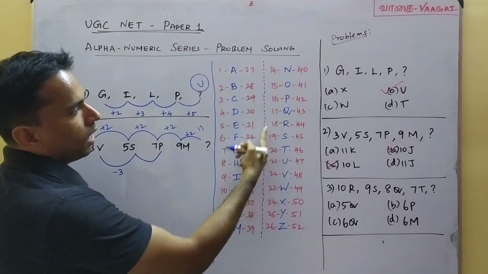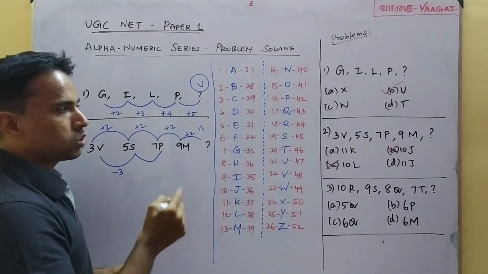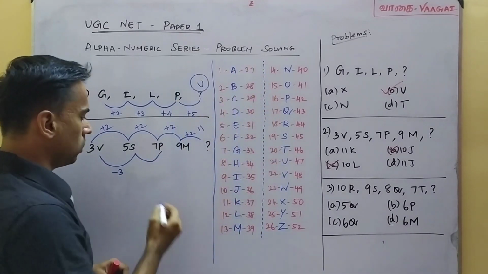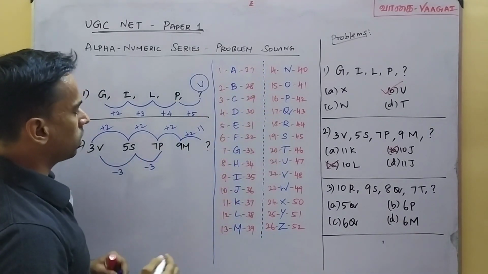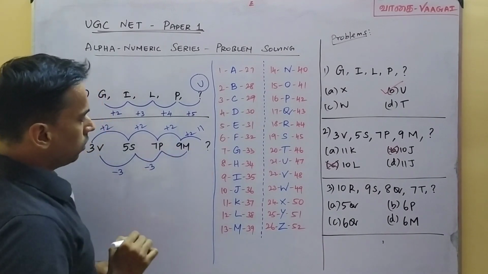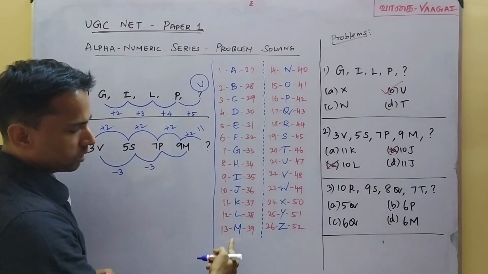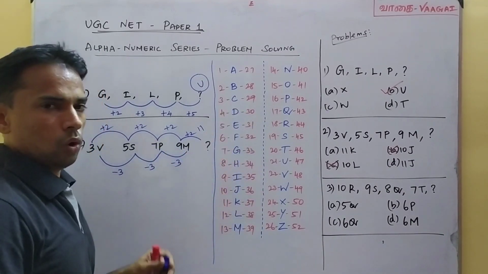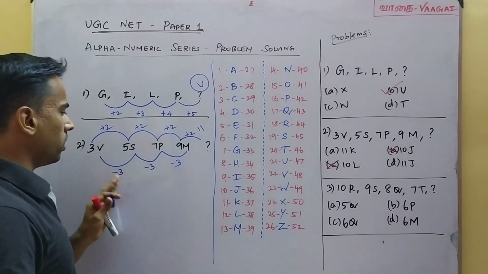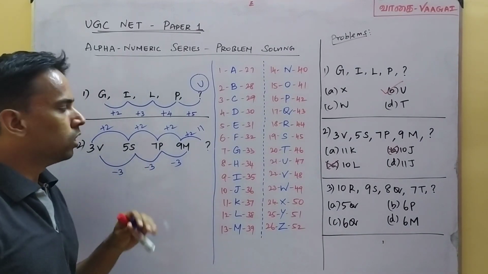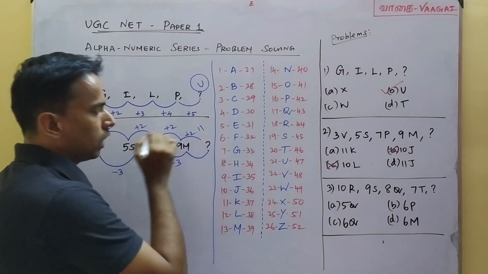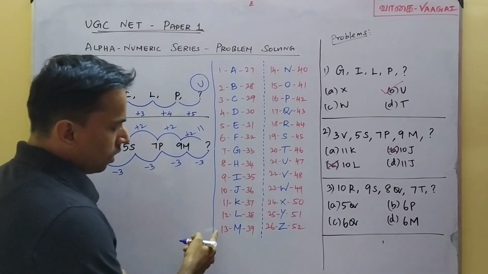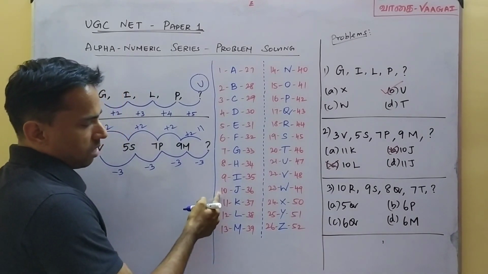S to P they are moving. S is at 19 and P is at the 16th position. So once again 19 to 16, they are moving 3 positions in the reverse direction. So again it is -3. Again continue. P to M they are moving. P is 16 and M is 13, and once again it is 3 positions reverse, -3. So if you see the letters, it is just like -3, -3, -3. So M to the required answer will again be -3. If we do that, we get 13 - 3, which gives us 10.